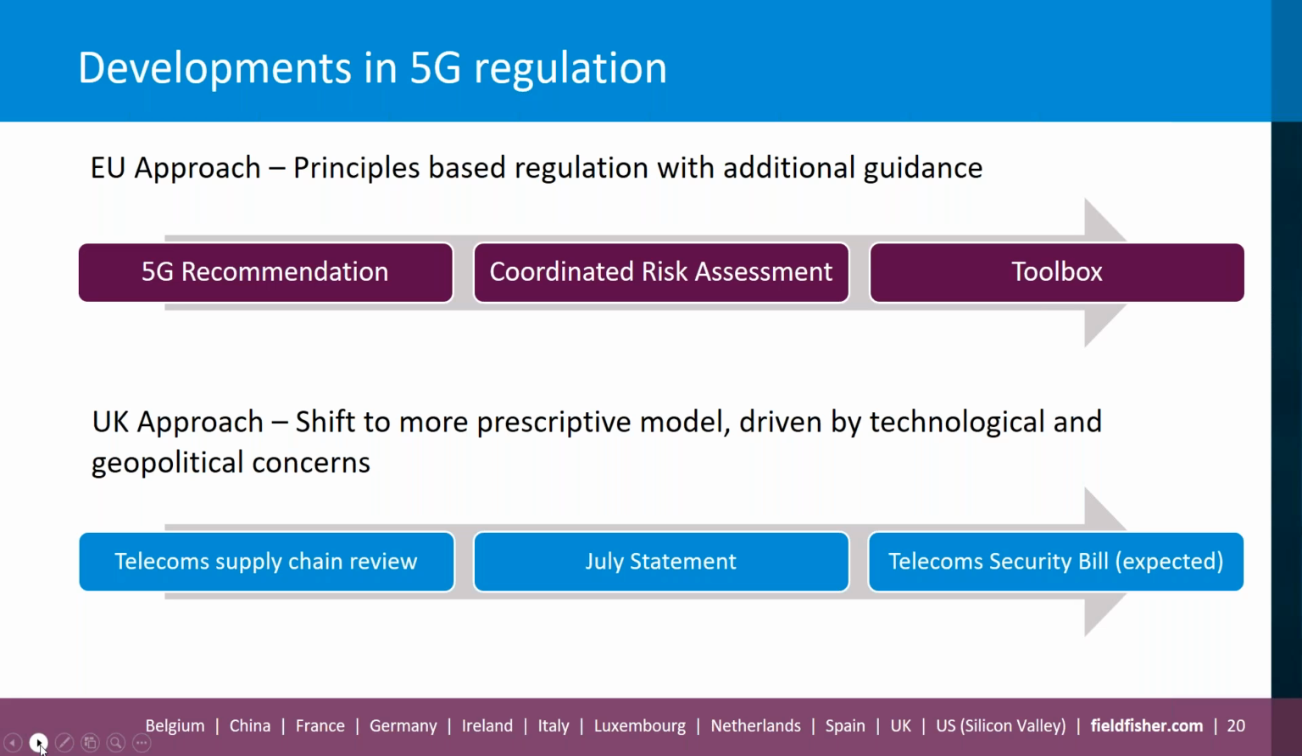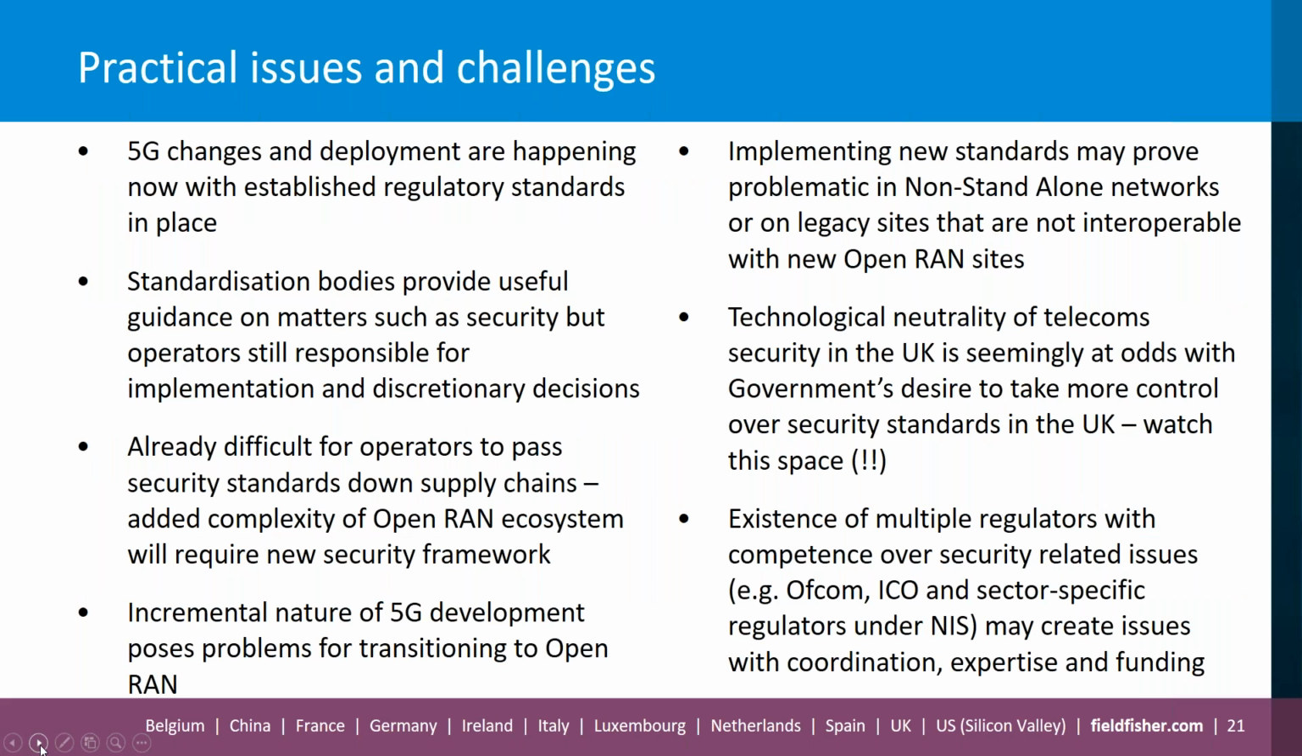If we move to the next slide, what does that mean? I mean, what are the practical issues really for operators when rolling out 5G and new Open RAN solutions? Well, I think the first issue is that 5G is happening now. Operators are already pursuing their plans, and that includes plans that Paul has mentioned around Open RAN networks.